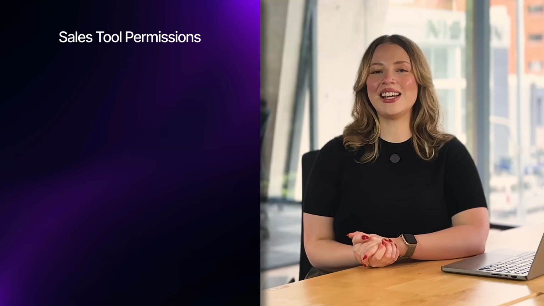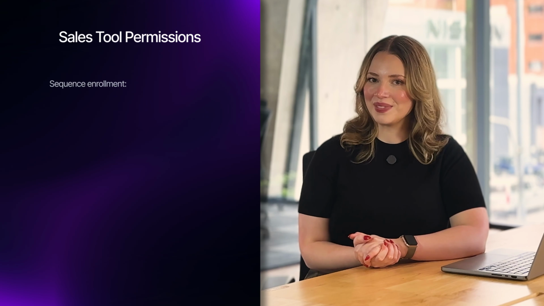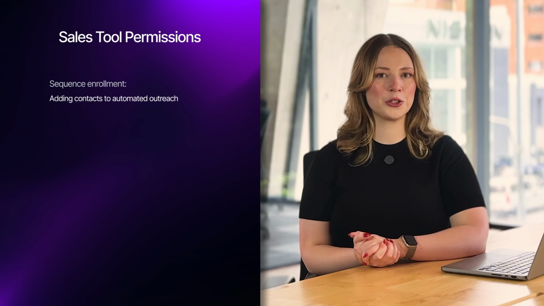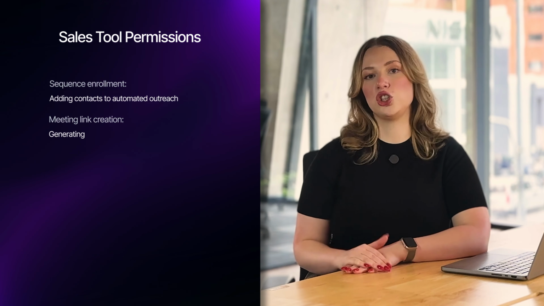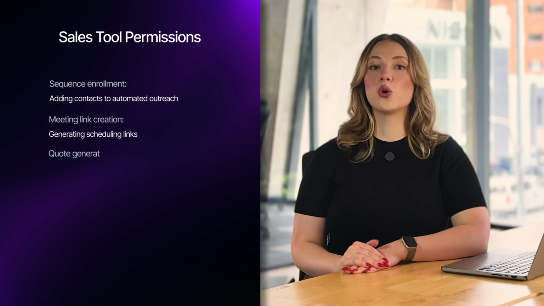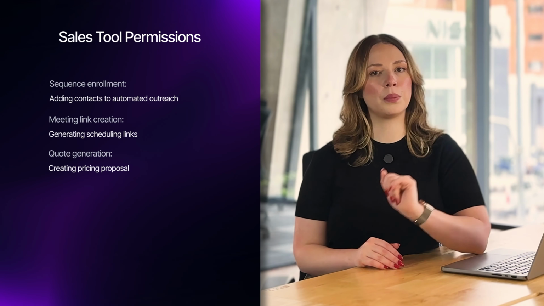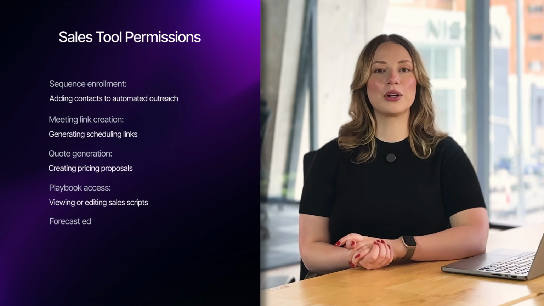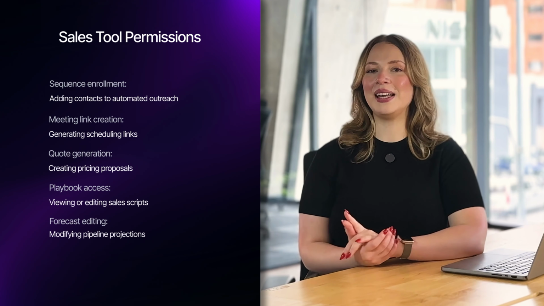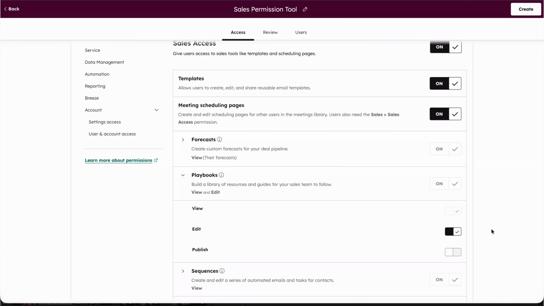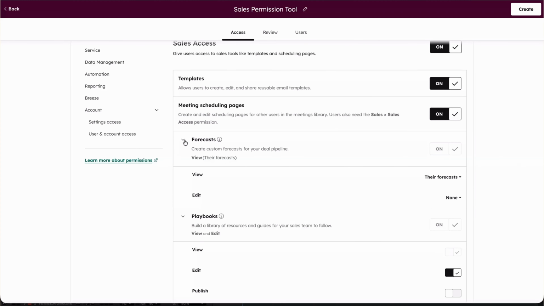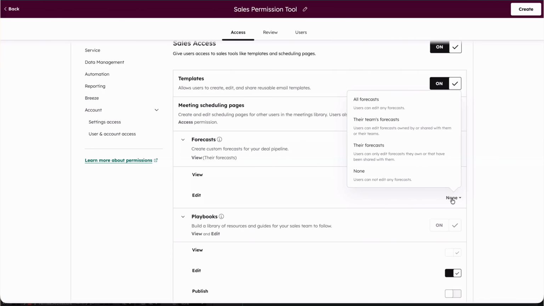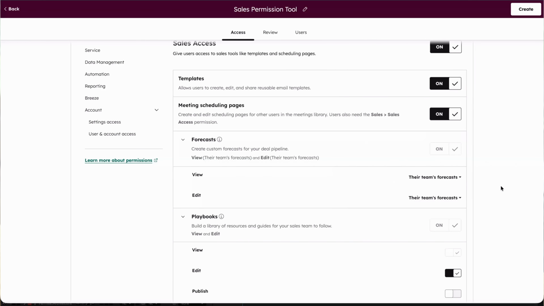Sales tools permissions include sequence enrollment, adding contacts to automated outreach, meeting link creation, which is generating scheduling links, quote generation, creating pricing proposals, playbook access, viewing or editing sales scripts, forecast editing, modifying pipeline projections. And forecast editing is another one of those things that trip companies up. If every sales rep can edit their own forecast, you end up with sandbag numbers or wishful thinking instead of accurate projections in your CRM.